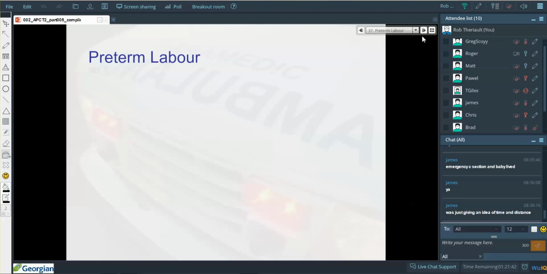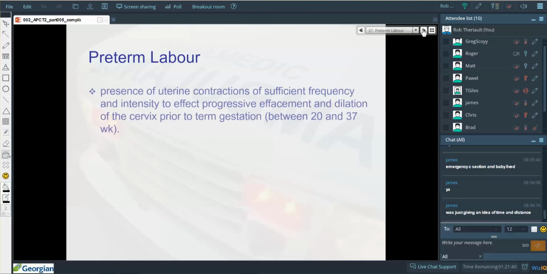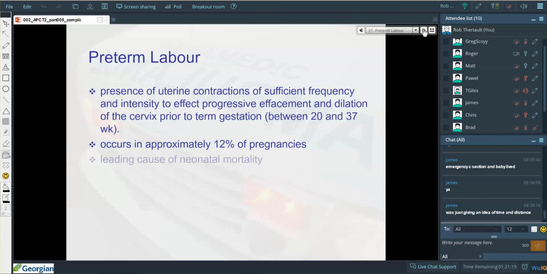Premature labor. So that's the presence of contractions with sufficient frequency and intensity to affect effacement and dilatation of the cervix prior to full term. It usually occurs in the 20 to 37 week range, and happens in about 12% of pregnancies. It's a leading cause of neonatal mortality.